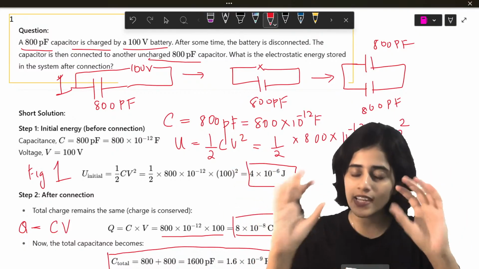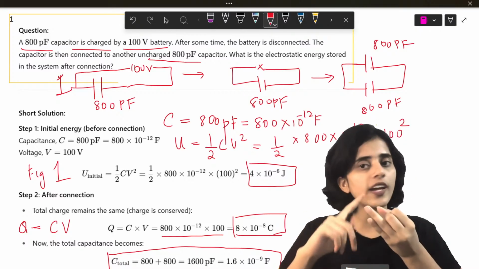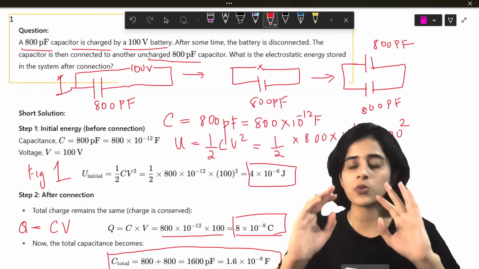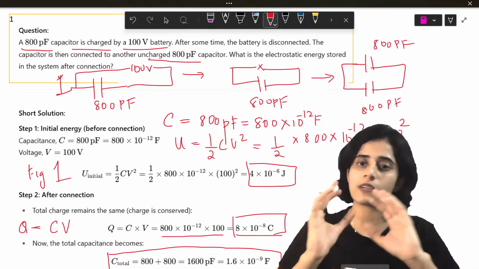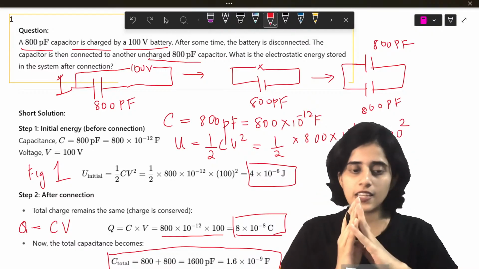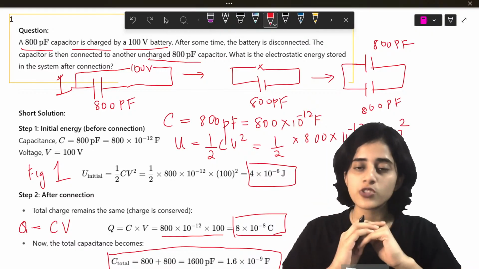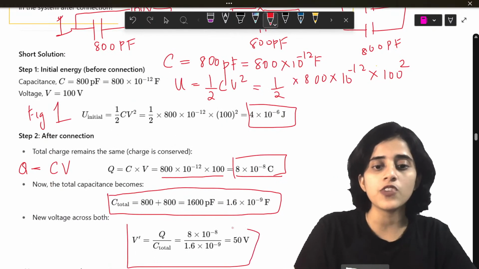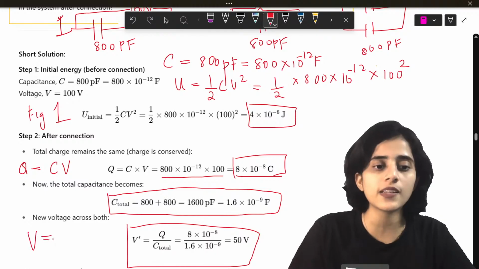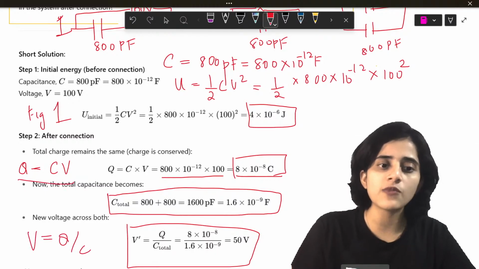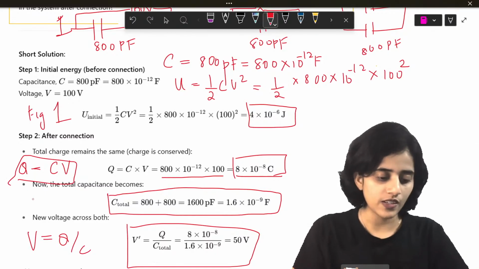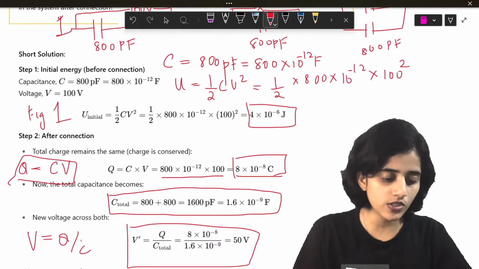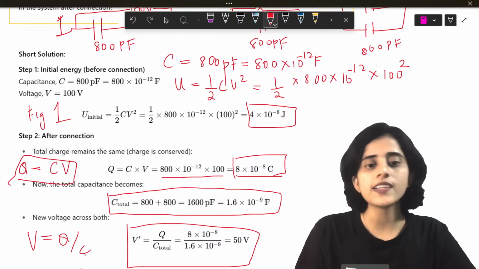So, I should have my C, I should have V. Now, C I have. What is C? 800 picofarad plus 800 picofarad. I have my C. I have to find out V also. How will I find out V? I will use the formula V is equal to Q by C. The same formula I will rearrange. V is equal to Q by C.